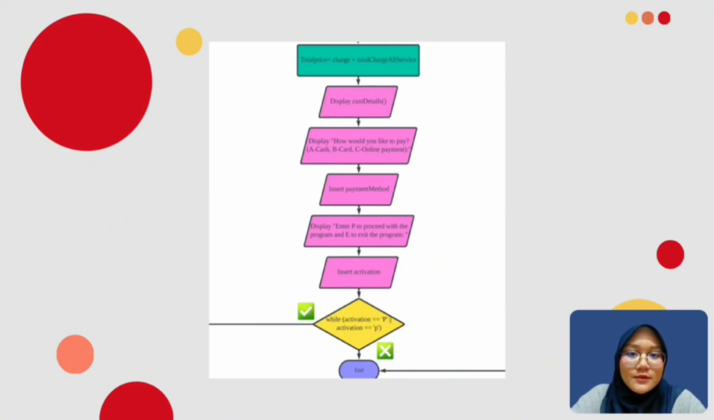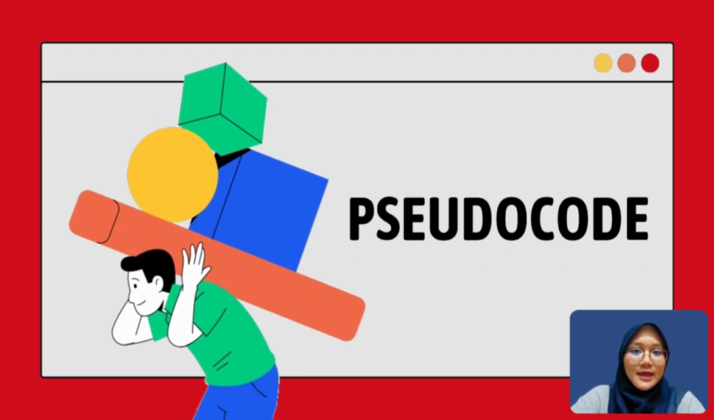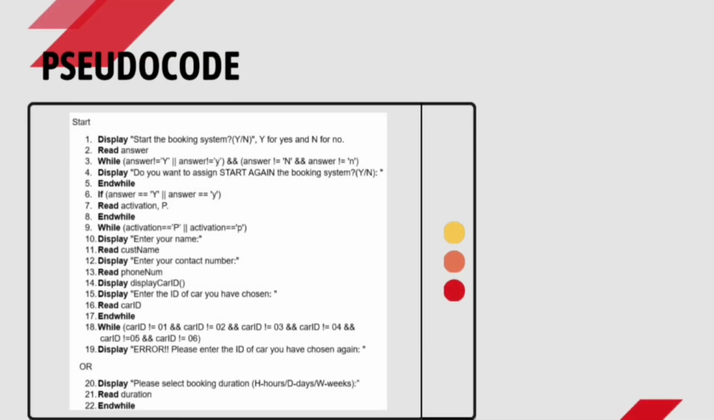In this while structure, if the answer was P, the process will be repeated. The repeating process will start from the customer name. While if the answer is not P, the overall process will end. And that is all for the flowchart. As for the pseudocode, it is very similar to the flowchart, hence it will only be displayed.